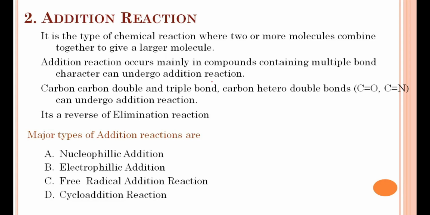So if any double bond or triple bond is present between carbon and carbon, or carbon and heteroatoms, they can undergo addition reaction. So it is also the reverse of an elimination reaction. I'll discuss it elaborately by taking an example. Now coming to the major types of reactions, addition reaction can be divided into nucleophilic addition, electrophilic addition, free radical addition reaction, and cycloaddition reaction.